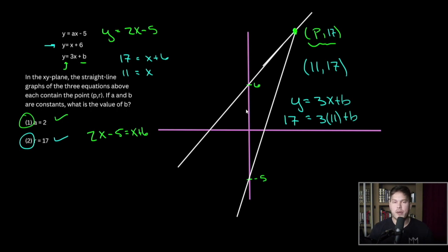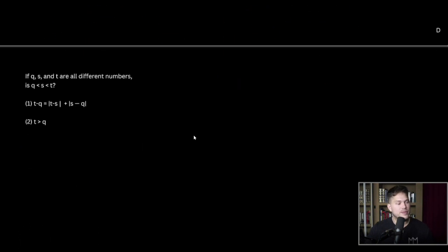Just to clear things up a tiny bit, we're able to use this coordinate because we're told that it is shared in all three of our equations. Therefore, it must be the intersection point of all three of our lines. So, since both statements independently can answer our question, our answer choice is going to be choice D.